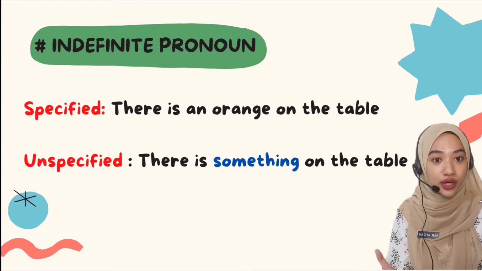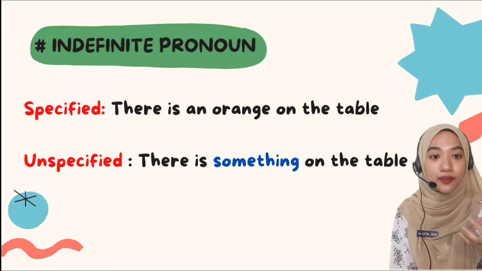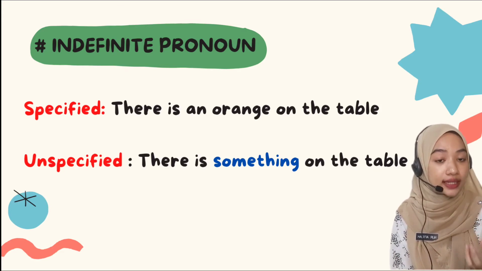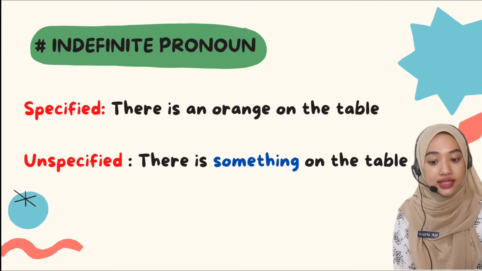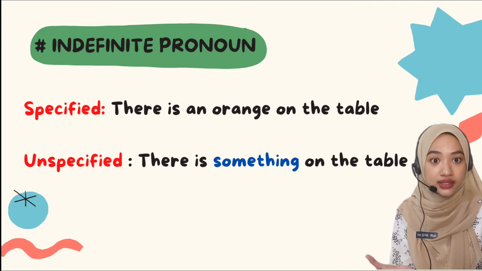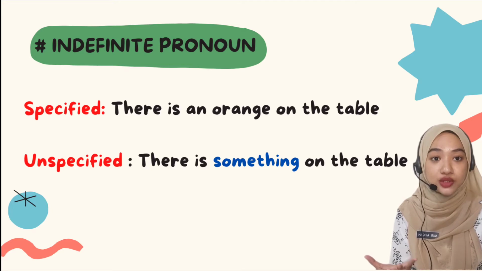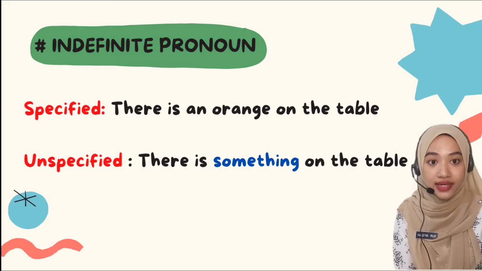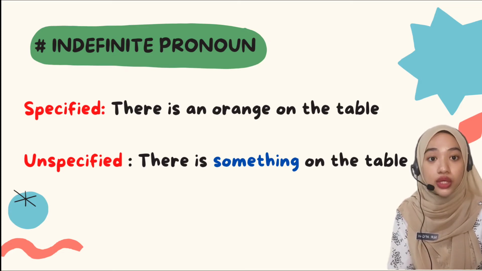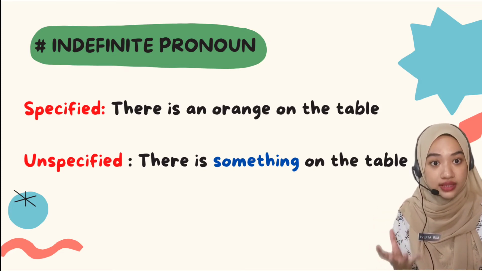Ada sebiji orange atas meja. We know benda yang ada atas meja itu adalah buah orange. But for unspecified sentence, there is something on the table. Di situ ada sesuatu di atas meja. We don't know what that is. Maybe there is a pen, or a banana, or a grape, or else. We don't know what is exactly on the table.